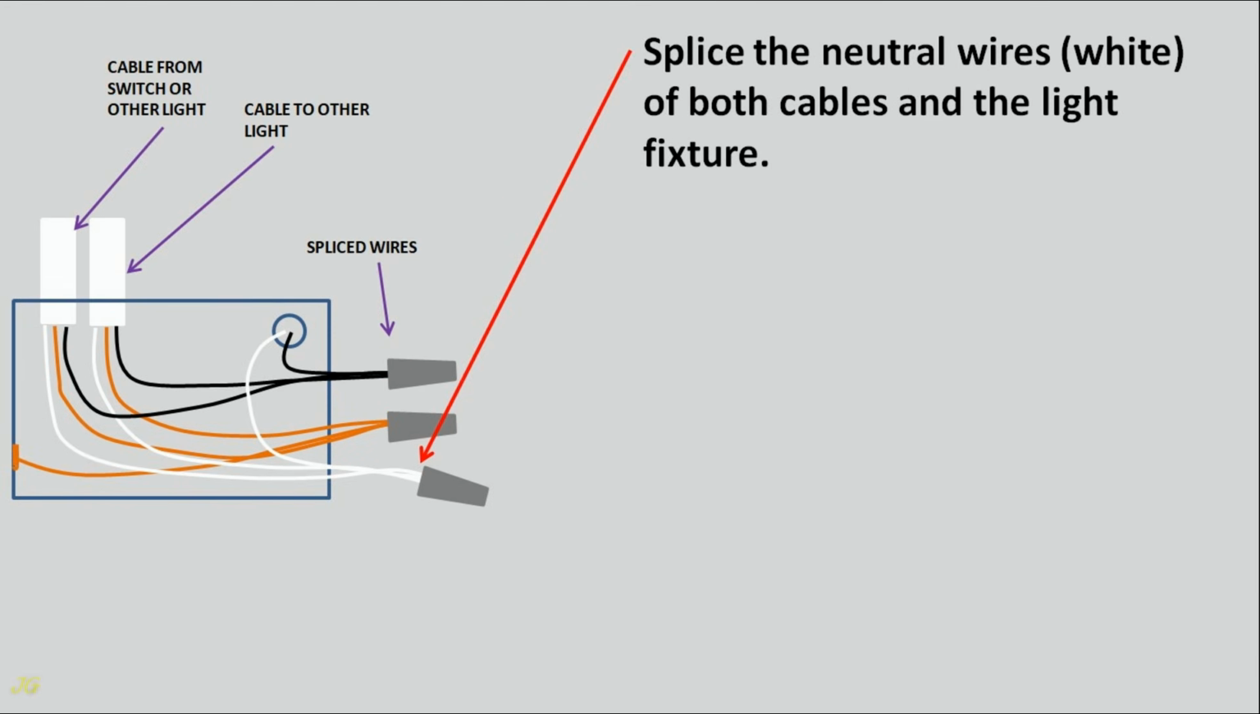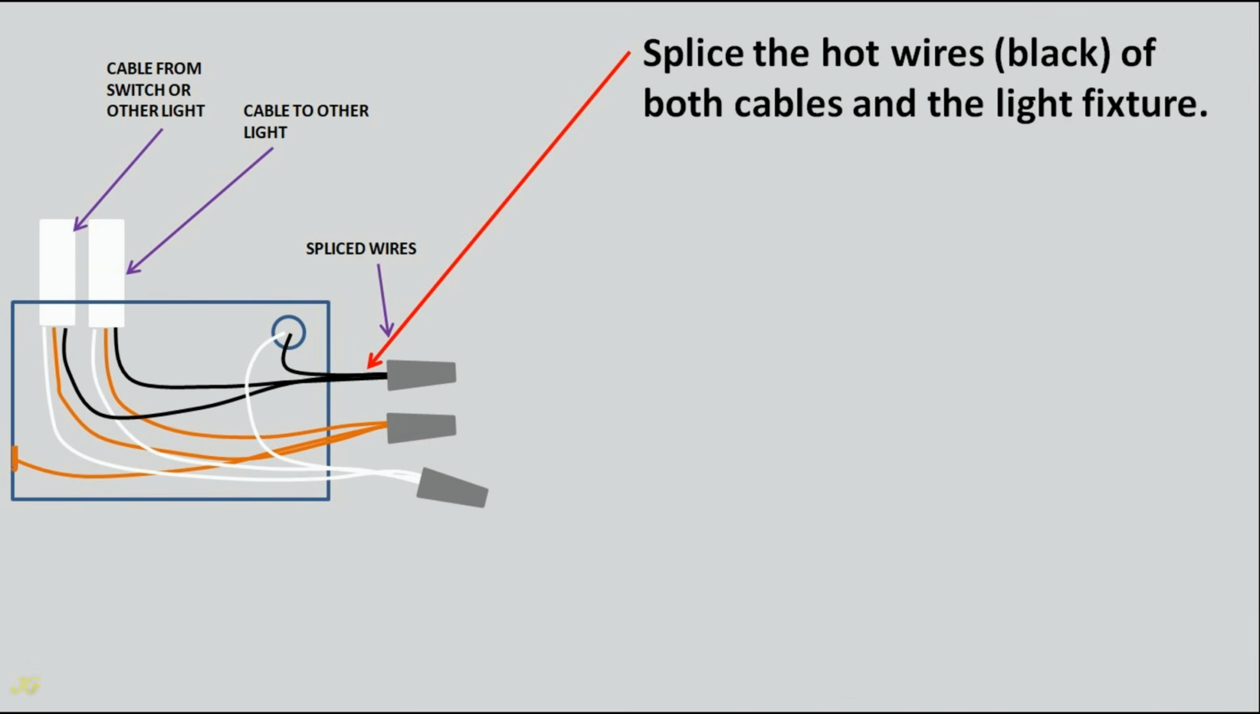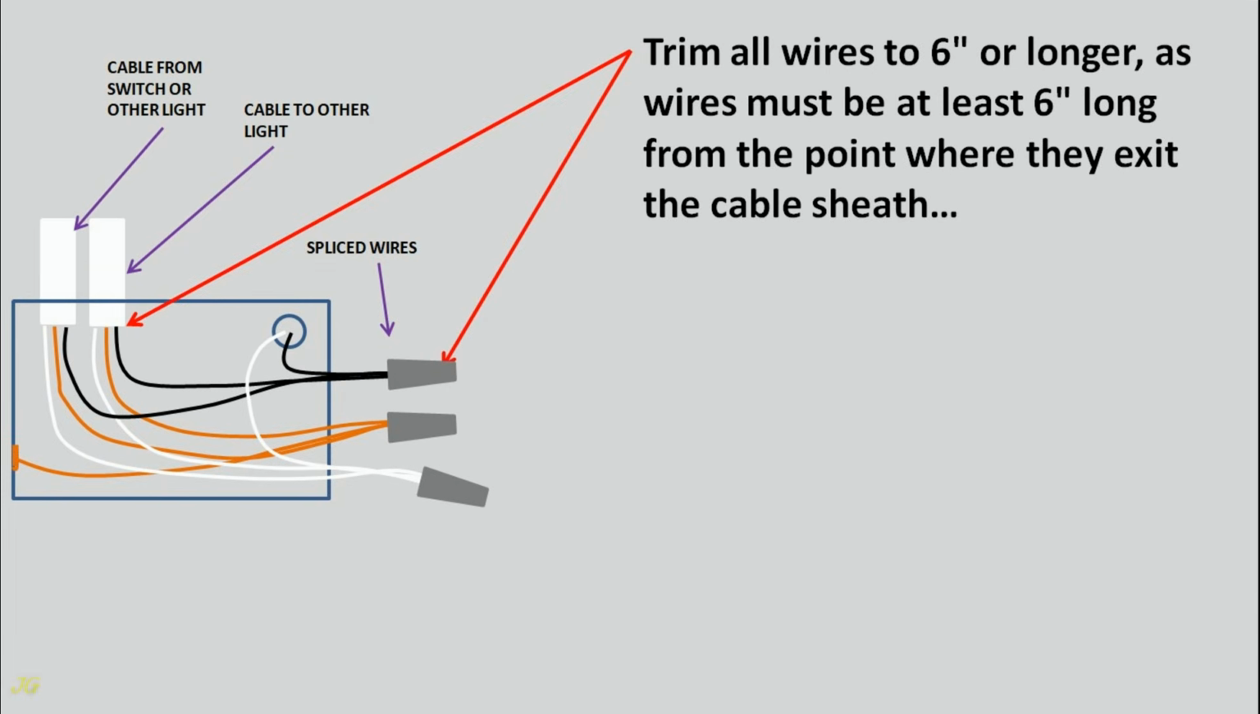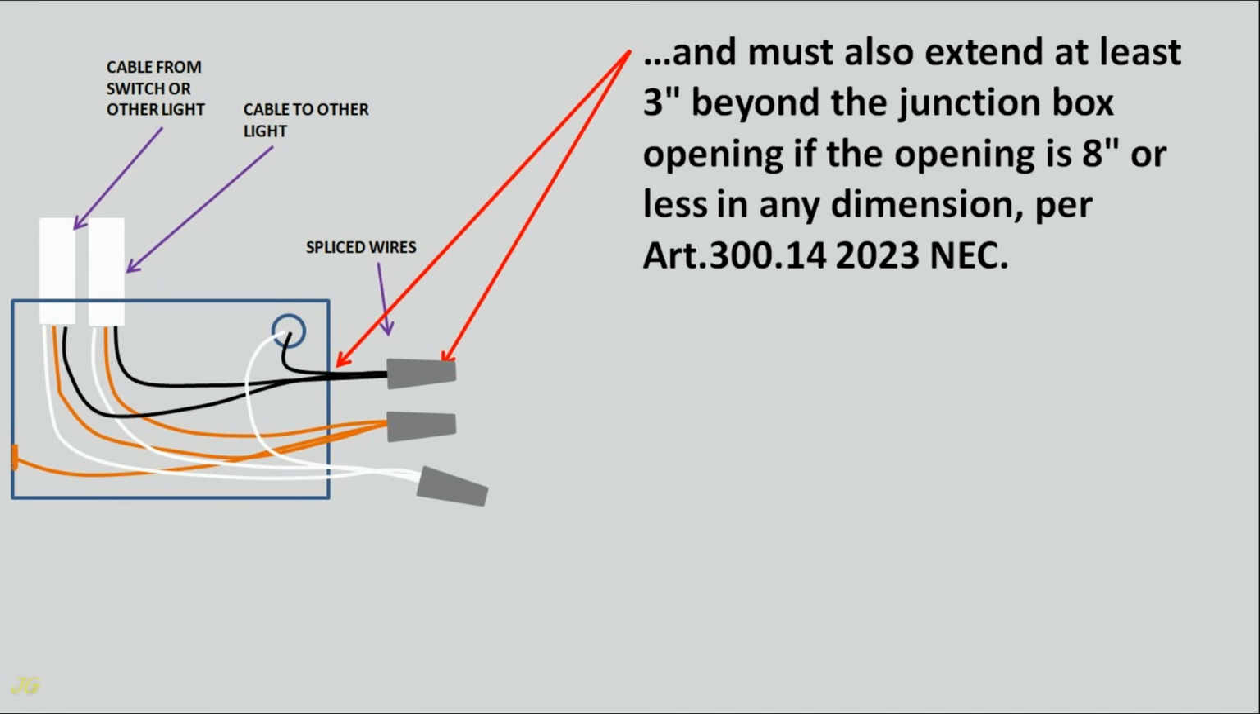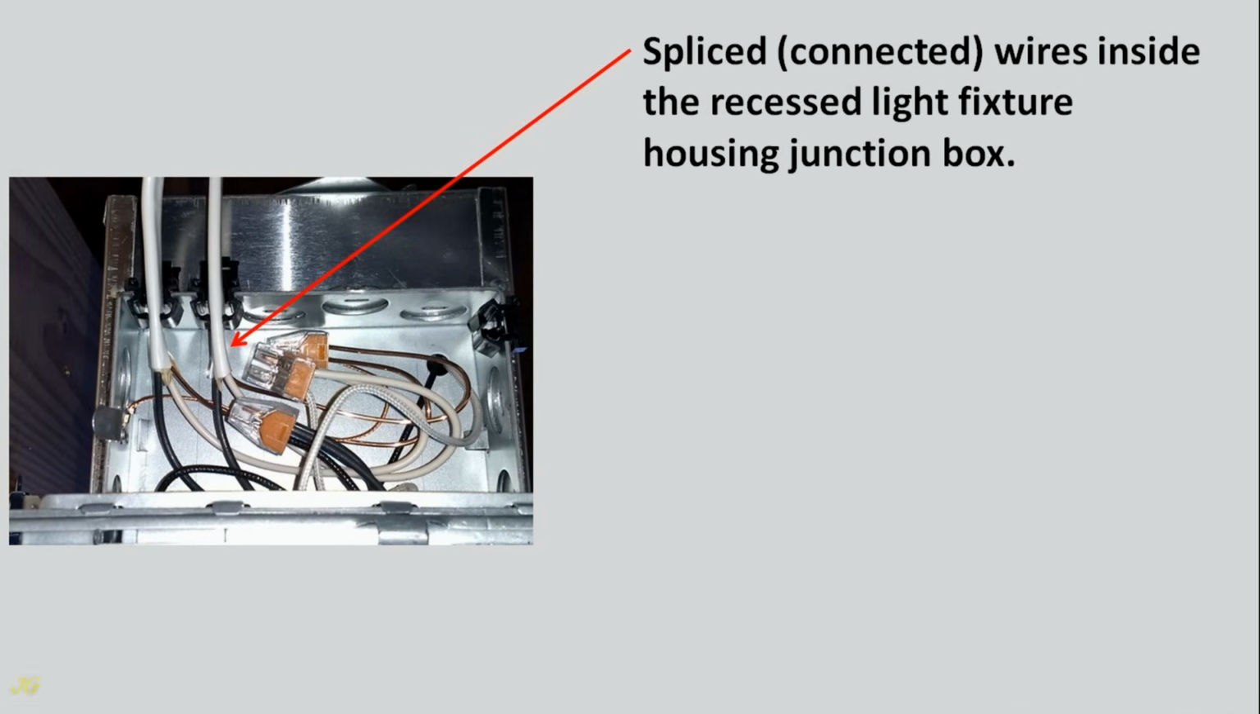Splice the neutral wires, white, of both cables and the light fixture. Splice the hot wires, black, of both cables and the light fixture. Trim all wires to 6 inches or longer, as wires must be at least 6 inches long from the point where they exit the cable sheath, and must also extend at least 3 inches beyond the junction box opening if the opening is 8 inches or less in any dimension, per Article 300.14 2023 NEC. Spliced, connected, wires inside the recessed light fixture housing junction box.